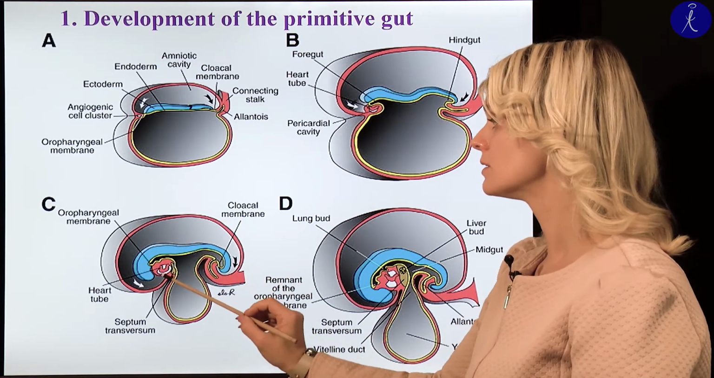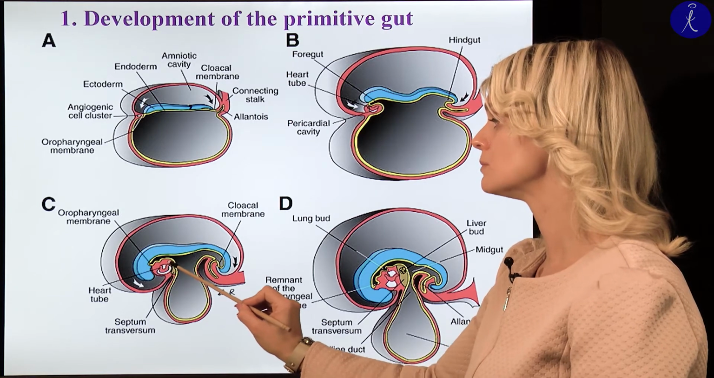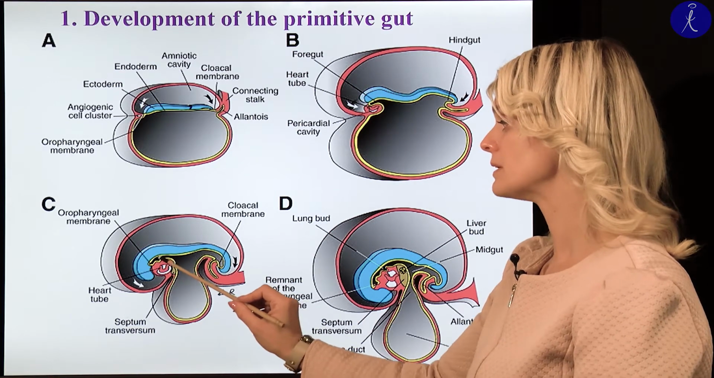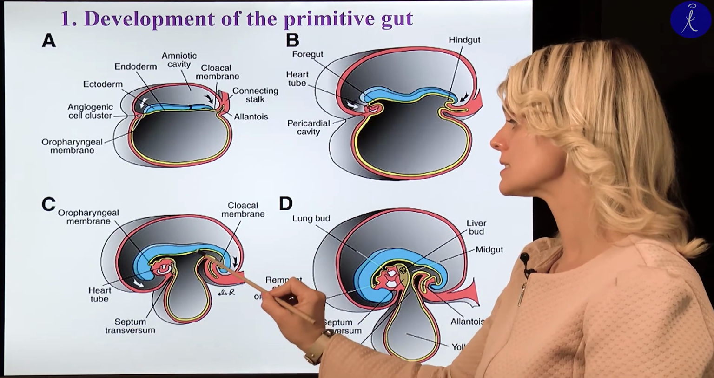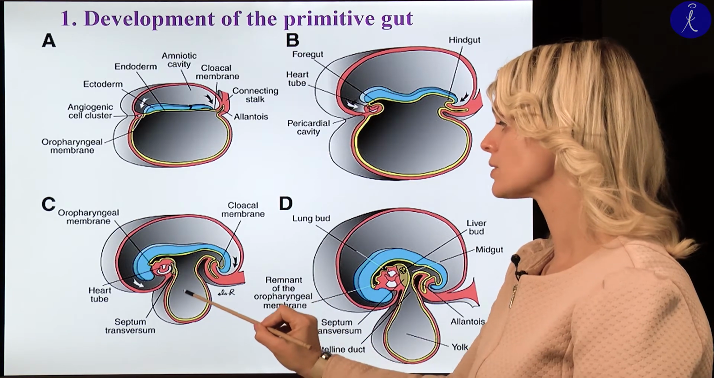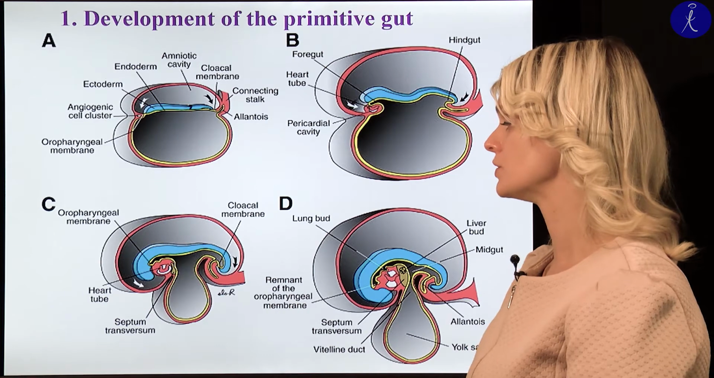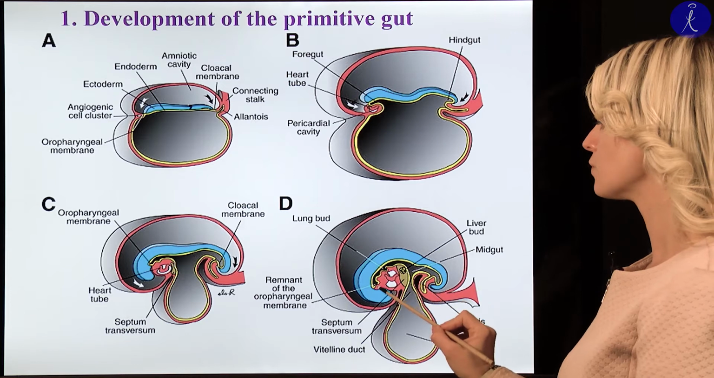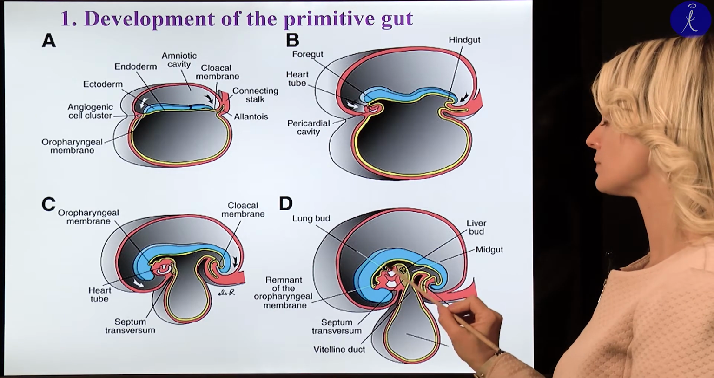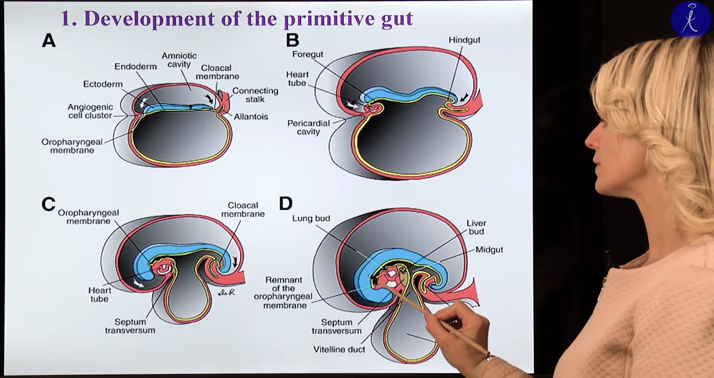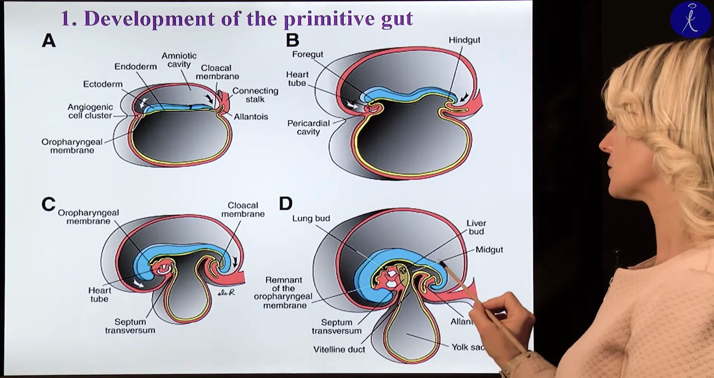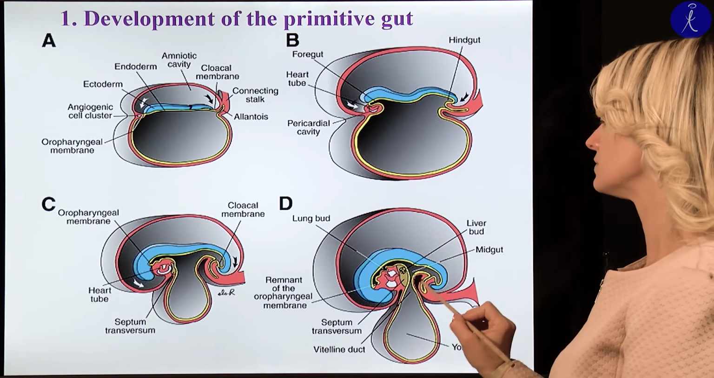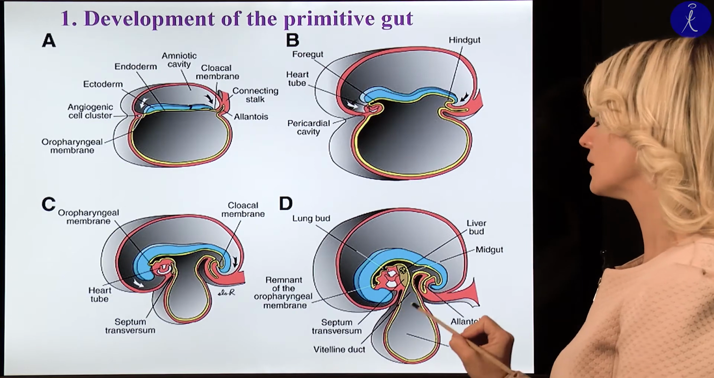The foregut is bigger, the heart tube is located behind the buccopharyngeal membrane in front of the whole tube, the primitive gut. Here you can see the hindgut, and this is the communication between the midgut and the yolk sac. And this is the final position. Behind the buccopharyngeal membrane, there you can see the foregut. Here we have the hindgut, and in the middle you can see the midgut, which with the vitelline duct will communicate with the yolk sac.